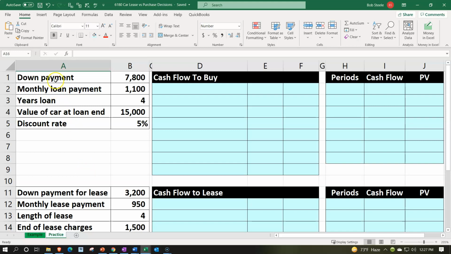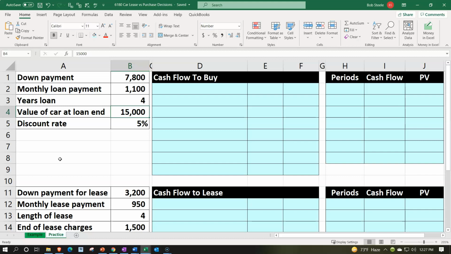So first off, we have the down payment on the car. We're going to say it's $7,800. Monthly loan payments, we're going to assume that we get a loan for monthly payments of $1,100 a month for 4 years. So 4 years, but it's going to be monthly payments. The value of the car at loan end, meaning the value of the car still in possession at the end of the term of the loan, is $15,000.